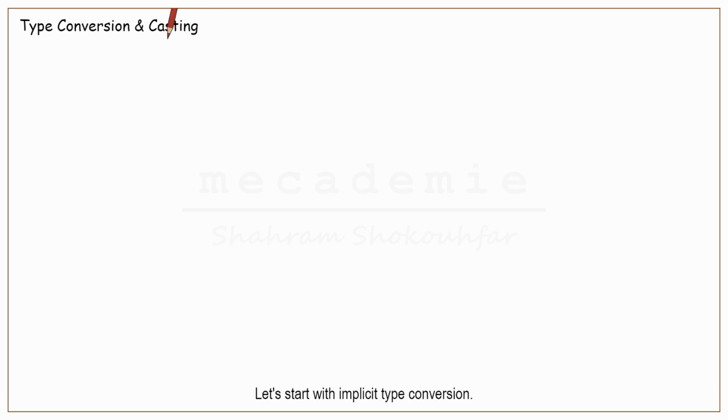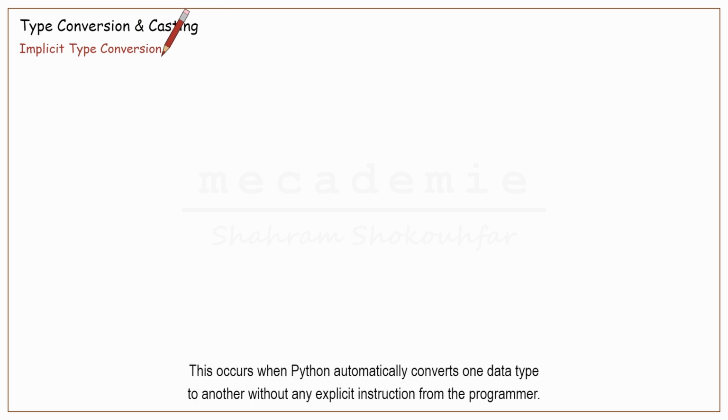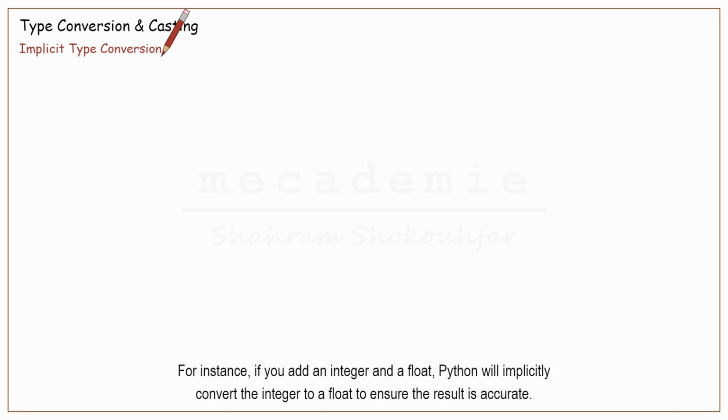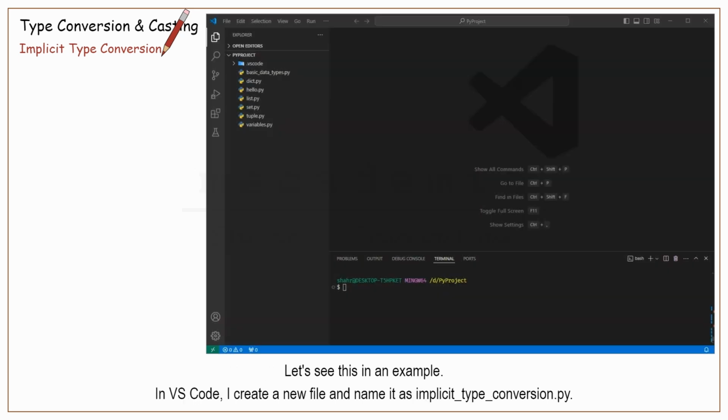Let's start with implicit type conversion. This occurs when Python automatically converts one data type to another without any explicit instruction from the programmer. It's usually done to prevent data loss in arithmetic operations. For instance, if you add an integer and a float, Python will implicitly convert the integer to a float to ensure the result is accurate. Let's see this in an example.